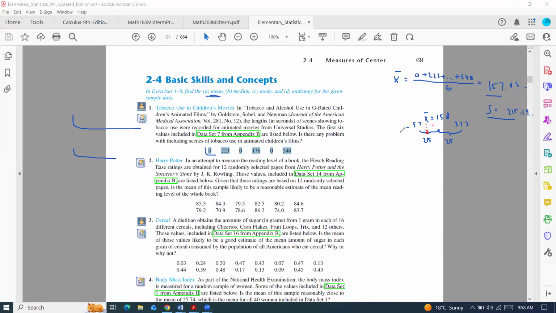I have 3 of them, right? Looks like 3 zeros. And then 176 appears once. And then 548, that seems to be kind of far away, but that's the largest. So it tells me that my sample is spread quite a bit around the center, where my sample mean is.